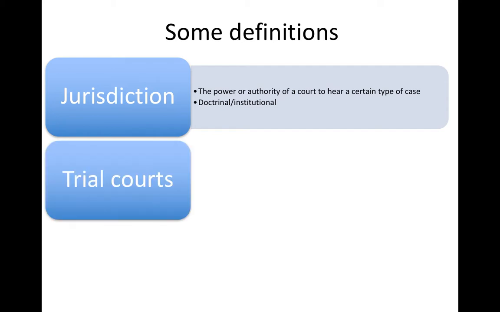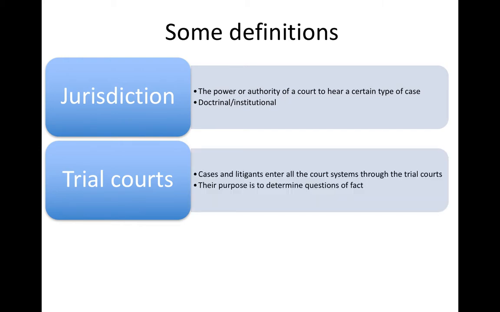So the second definition that I want to get on the table is the idea of the trial court. All cases and all litigants enter all of the court systems through trial courts in America. And these trial courts can be at the federal level or, importantly, they can be at the state level. We'll be talking about that distinction as we move forward today. The purpose of the trial court is to determine questions of fact. So it's to determine what happened in a given case. And these facts come to light through the discovery process. They come to light through the testimony of witnesses. They come to light through trials.